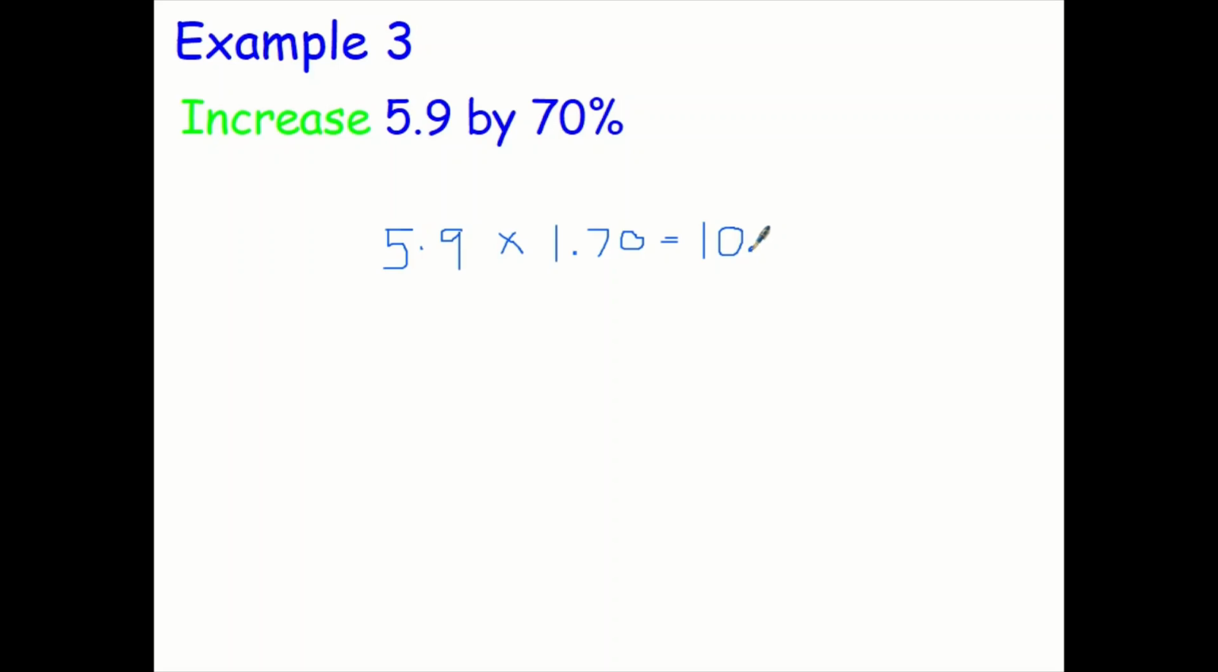10.03. Always check to see if your answer looks reasonable as well. So yeah, if I'm increasing that by 70%, 10.03 seems reasonable.